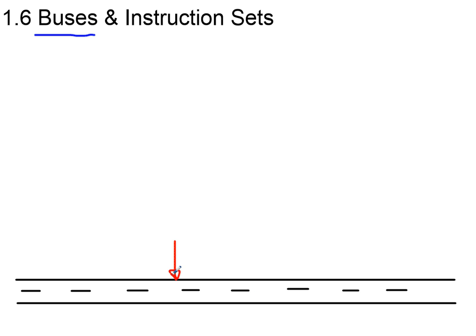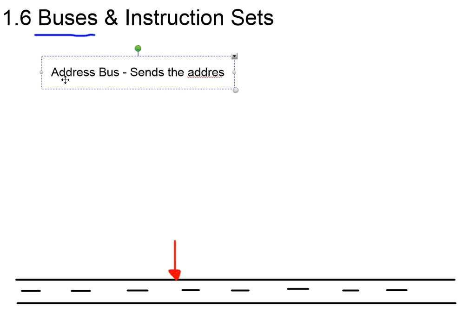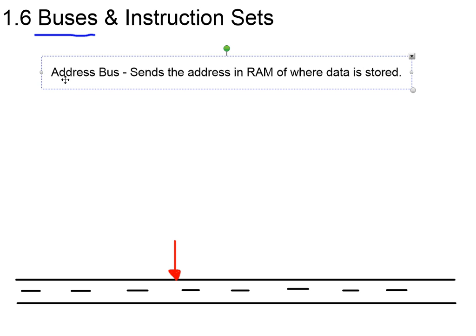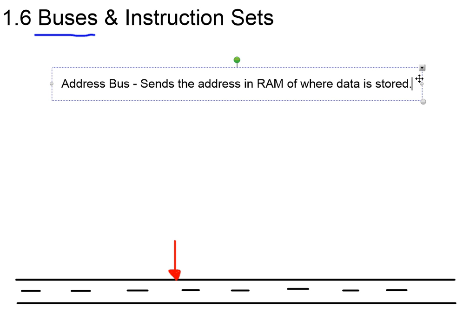The road is the pathway along which data can be sent. So the bus is the pathway along which data is sent across the motherboard and across the computer. And there are 3 types of buses that we need to know about. We've got the address bus, which sends the address in RAM of where data is stored. So that's obviously using the FDE cycle.